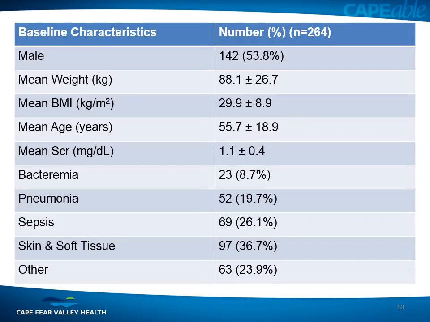Here are the baseline characteristics for patients in this study. Most of the patients were male. The mean weight was 88.1 kilograms and the mean BMI was 29.9. The mean age was 55.7 years and mean serum creatinine was 1.1. The most common indication for vancomycin therapy was skin and soft tissue infections at 36.7%, followed by other indications at 23.9%, which included osteomyelitis and urinary tract infections. Then followed by sepsis at 26.1%, pneumonia at 19.7%, and finally bacteremia at 8.7%.